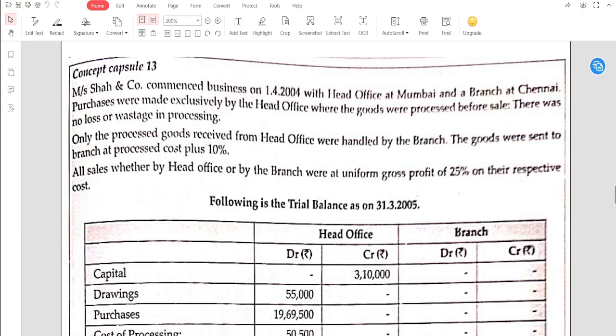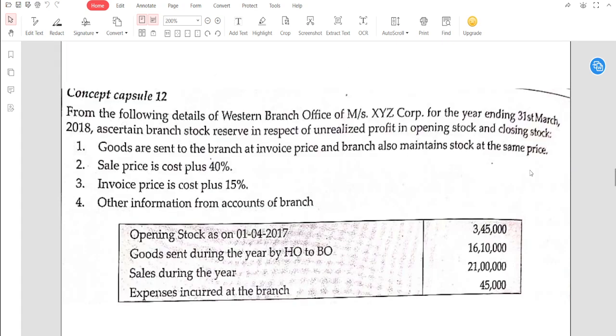This is also a comprehensive sum. See, we have one sum which is this Concept Capsule 12. So I am requesting you to mark this one as homework. You can do it, and if you face any difficulty in solving this sum, let me know. We are going to solve it in the class itself.